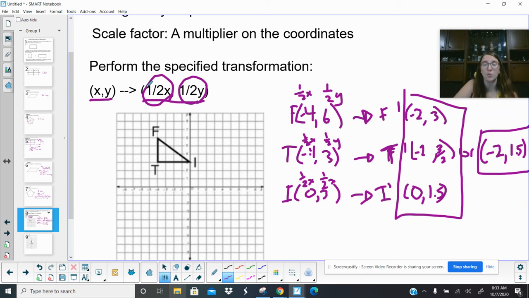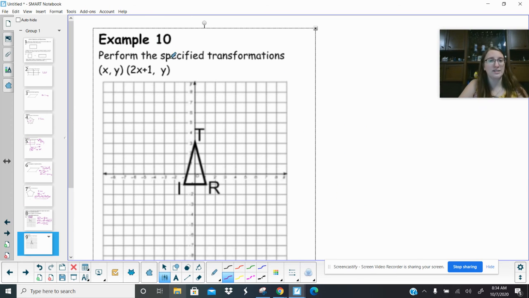All we do is what it tells us to do. We take our original x, we do what it tells us to do to it. We take our original y, we do what it tells us to do. So we're going to try this last example, example 10.